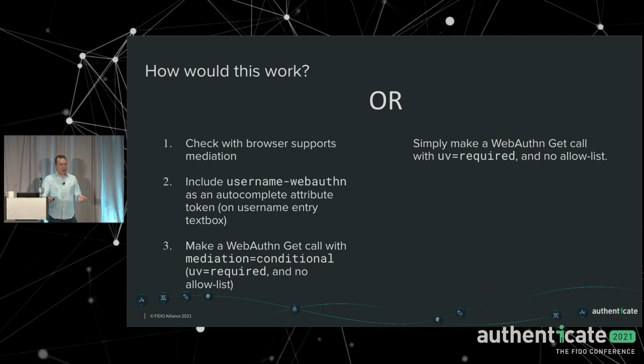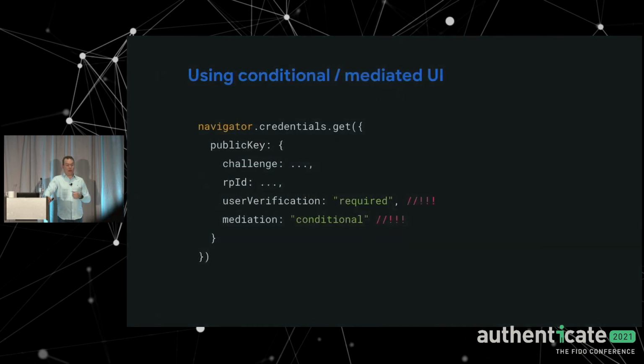If there's also password credentials on the device, those would be added. So you'd see a blended list of all your password and all your WebAuthn credentials with some kind of conflict management or conflict resolution. If you have a FIDO credential and a password credential for the same user, you'd probably only want to show one, probably the FIDO credential and not both. But that's up to the individual platforms to do. Or you can simply put a button on the page and just make a WebAuthn call with UV set to either preferred or required, and that'll be that.